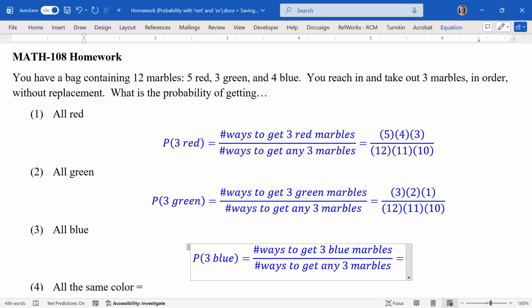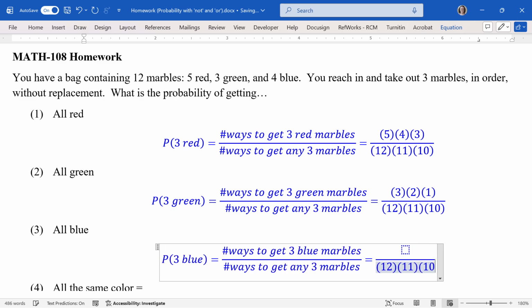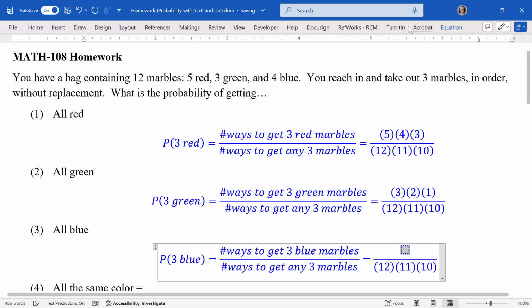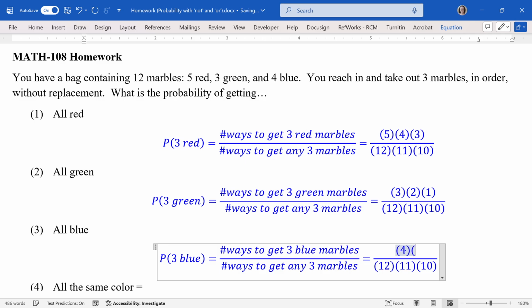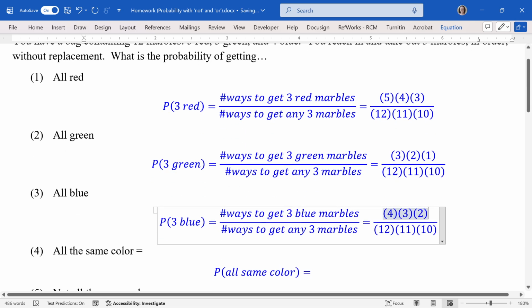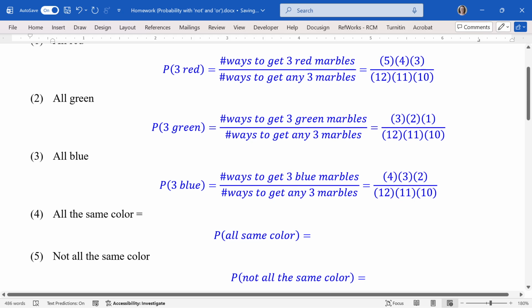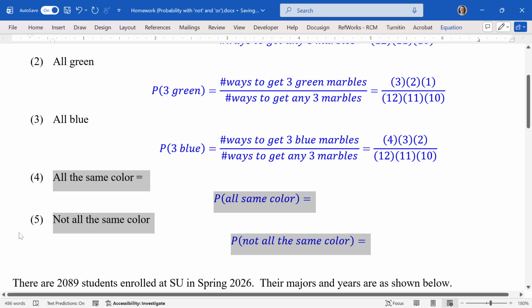And then for question 3, again, it's the same experiment, so this denominator is the same. And on top, for 3 blue marbles, I have 4 to choose from. So I have 4 choices for the first one, and then 3, and then 2. Okay, so that was the first 3 questions. Not too bad, hopefully. The 4th and 5th questions are a little more challenging.